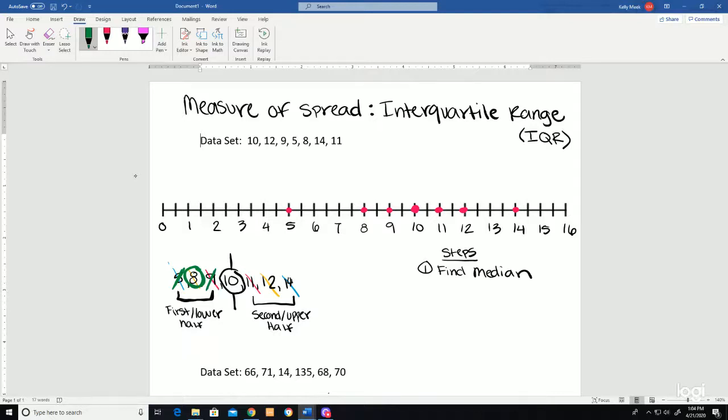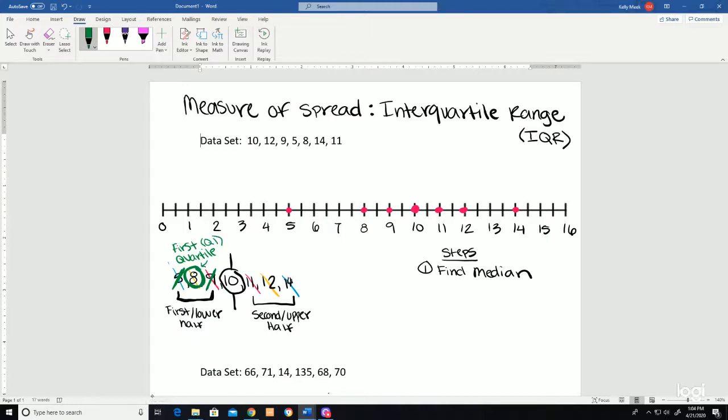Now that lower half, the median is actually called the first quartile. So this is the first quartile. That's what that 8 is. All right, sometimes we just call it Q1. Let me write that a little bit neater for us here. Q1.